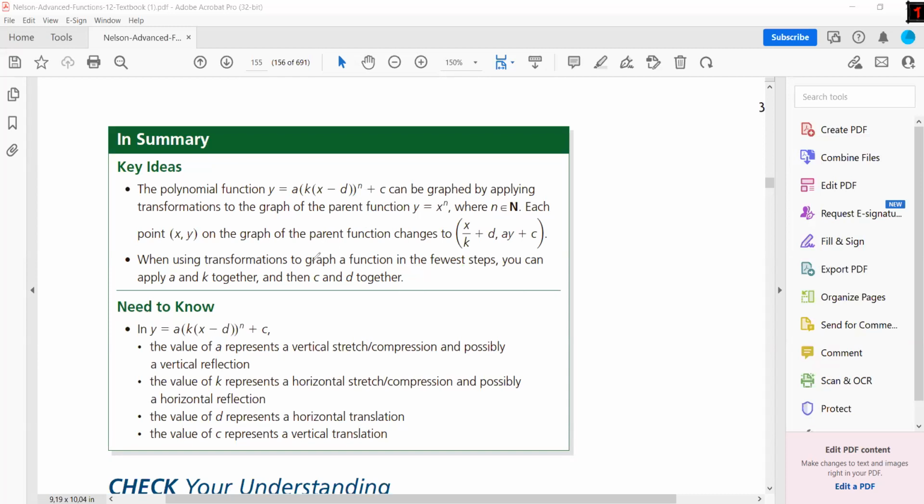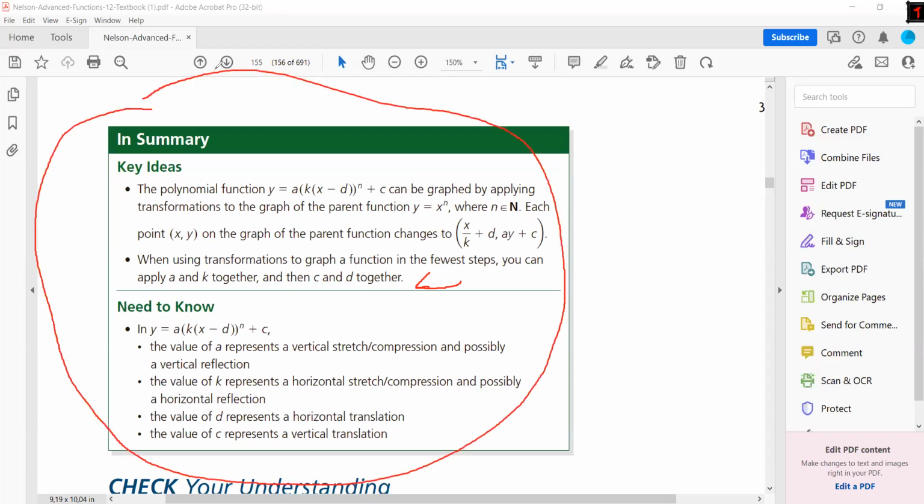When using transformations to graph a function in a few steps, you can apply a and k together and then c and d together. That's also a good choice because you can do it in fewer steps. Please review the summary of today's class, and we're going to have a 15 minute break right now. And in this last hour of the class, we're going to practice some problems.